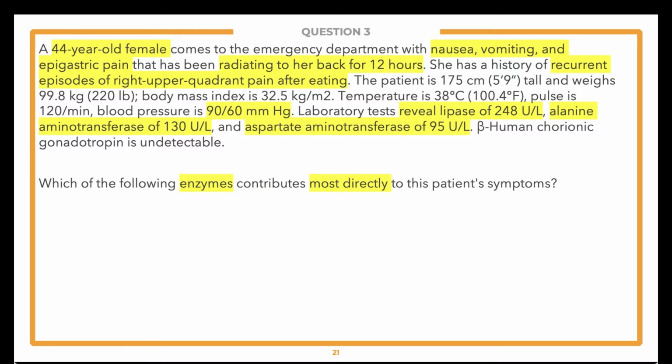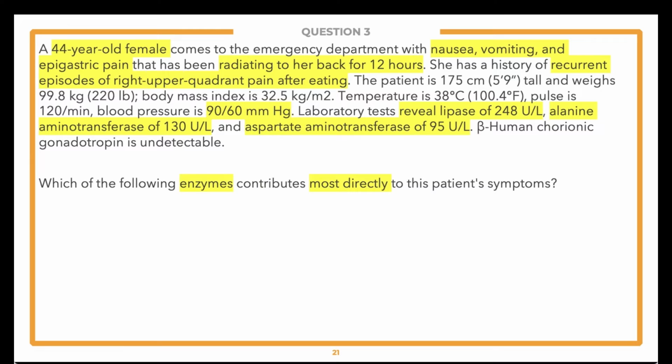She's a little obese, BMI 32.5, okay, and has a low-grade fever. Blood pressure is a little bit low, so that kind of fits with the inflammatory picture. The lipase is 248. Interesting. ALT was 130 and AST is 95. And beta HCG is undetectable. That's not just that she's not pregnant. Okay, so you have all these other things going on here.